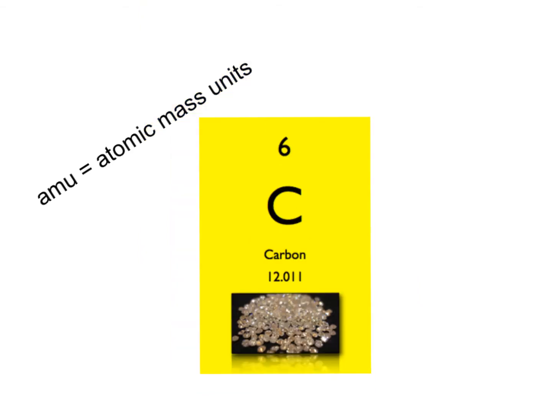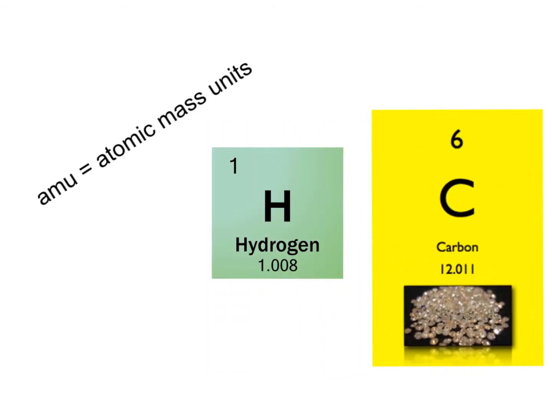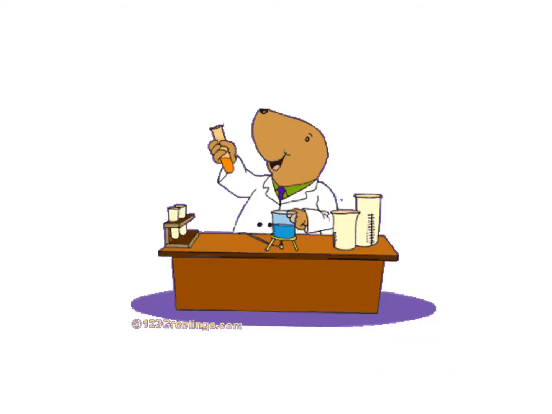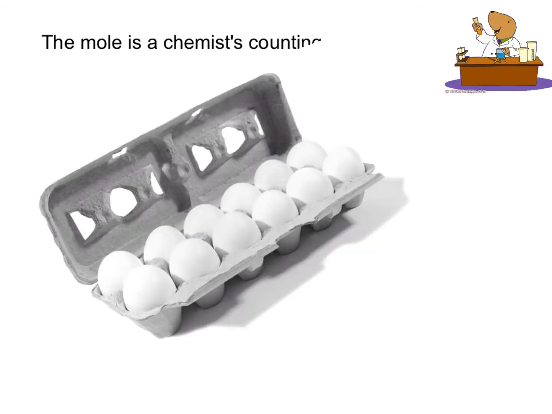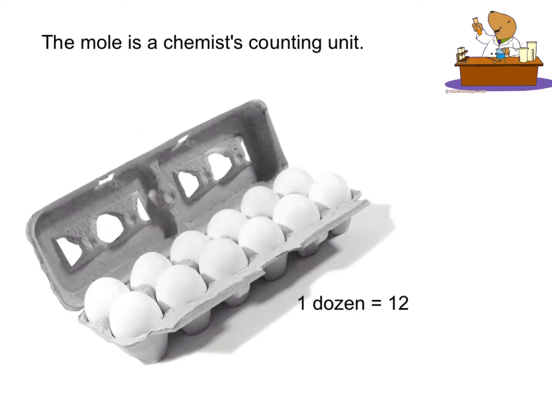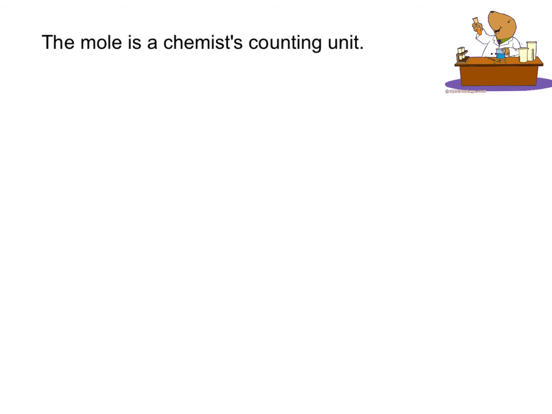Hydrogen then is 1/12 the mass of an atom, or 1 AMU. Which leads us to the mole. The mole is a chemist's counting unit. You know that a dozen means 12. Well, a mole is a slightly larger number. A mole is 6.02 times 10 to the 23rd of whatever it is you're counting.